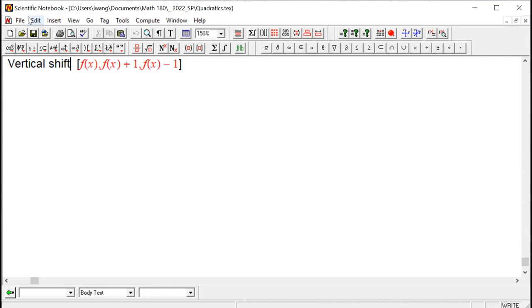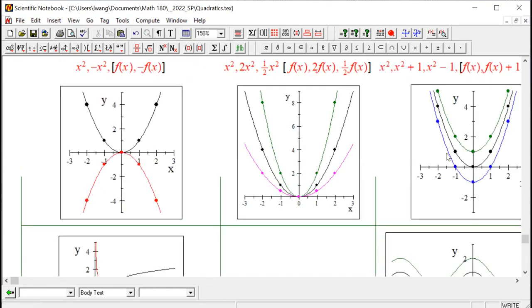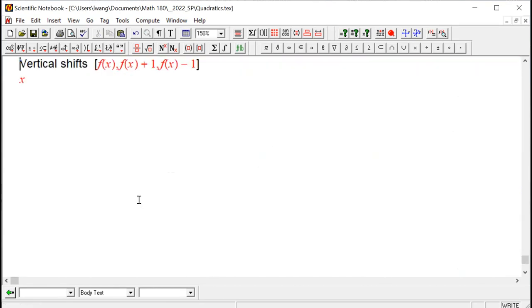We have seen vertical shifts, right? F of x, the entire function. So x, where is it? Oh, never mind. Vertical shift. So that's the vertical shift. We just discussed those vertical shifts, right?